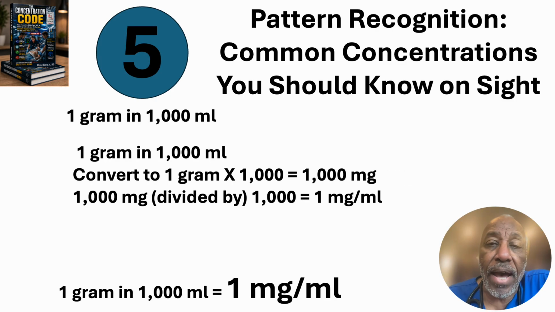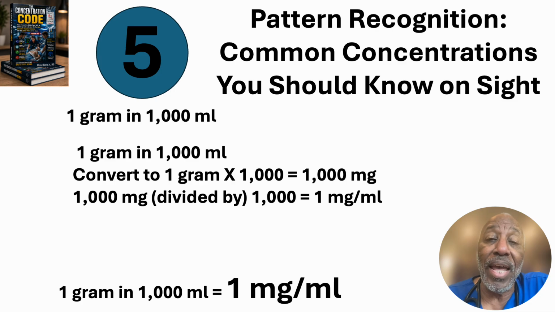Pattern number 5 is 1 gram in 1,000 milliliters. Same total drug, 10 times the volume. 1 gram equals 1,000 milligrams. Divide by 1,000. That's using the simplest shortcut. Move the decimal place 3 places left. The concentration is 1 milligram per milliliter. That is exactly 1/10 the concentration of the 1 gram in 100 milliliter pattern.